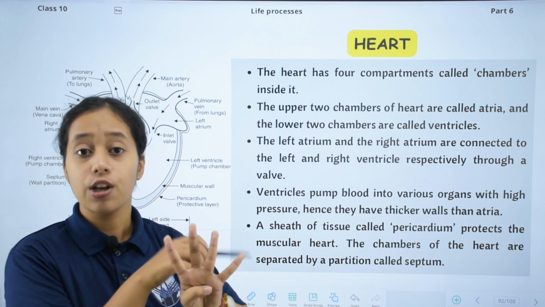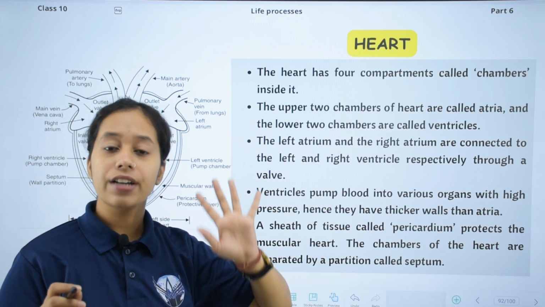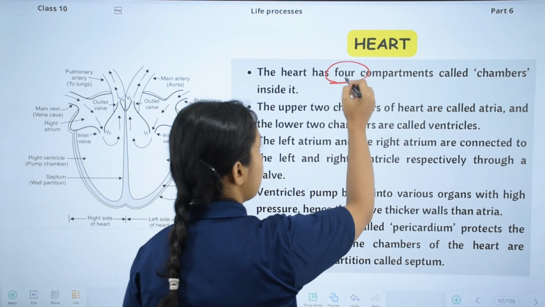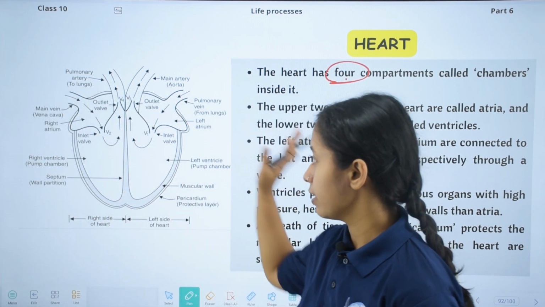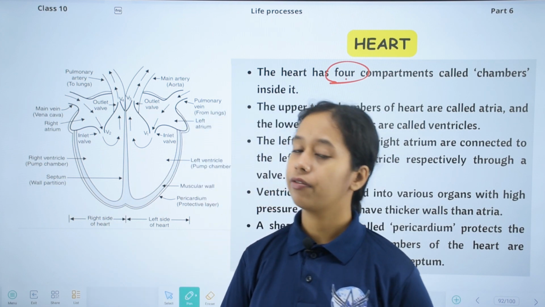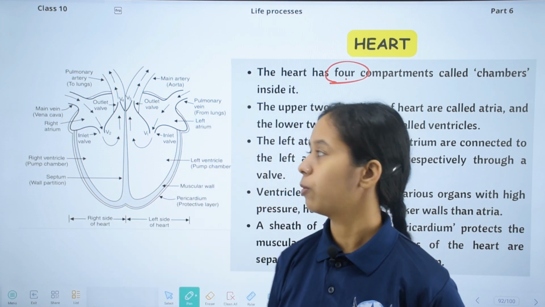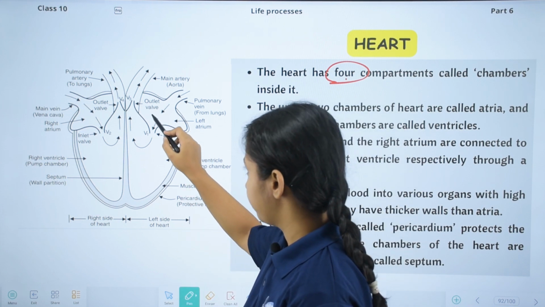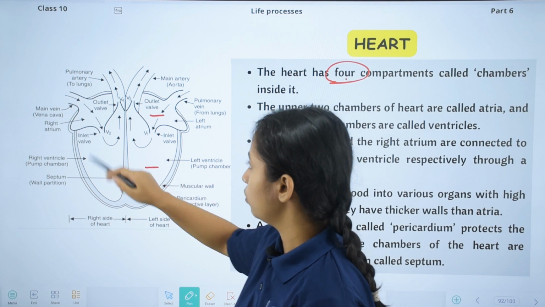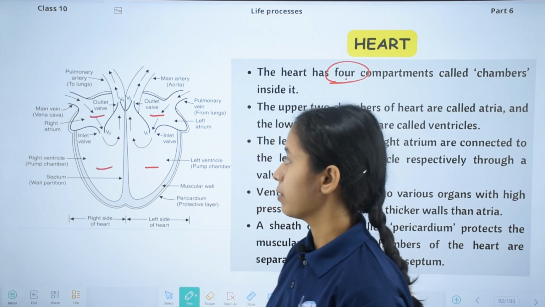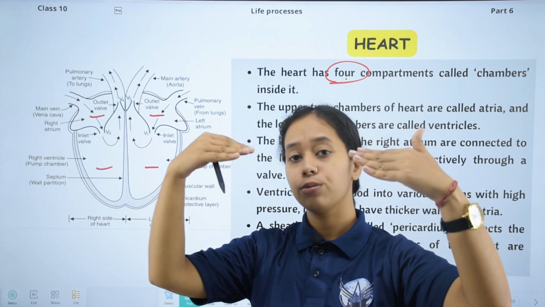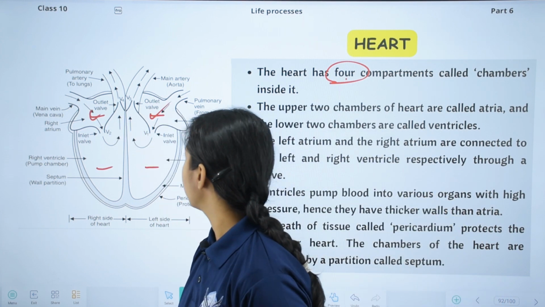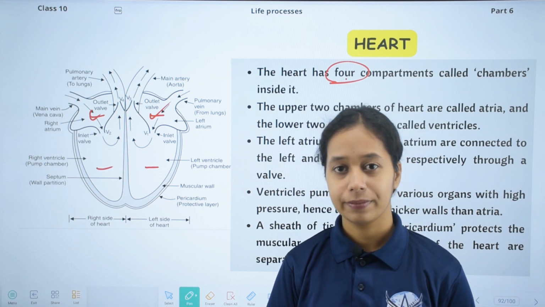OK, chambers. The heart has 4 chambers. Look at the diagram: this is our heart, roughly triangular in shape, roughly the size of a clenched fist. It has 4 chambers: number 1, number 2 on one side. The two chambers on top, this and this, are known as atrium.